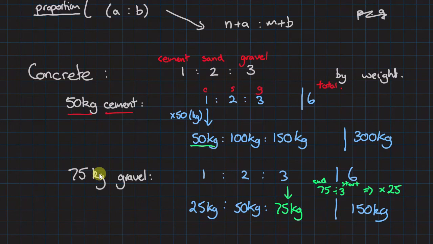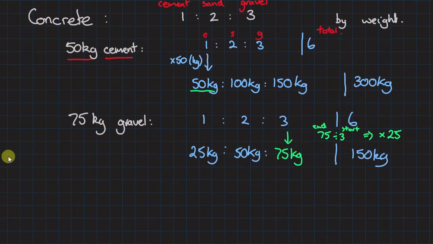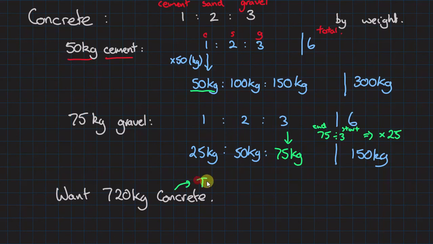Last one, I want 720 kilograms. So if we want 720 kilograms of concrete, the first thing to think is when they talk about concrete, that's the total. So I'll set up my ratio, 1 to 2 to 3, with a total of 6, and the 720 belongs with the 6.